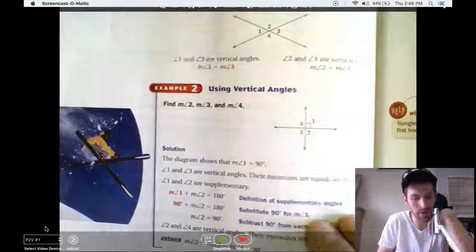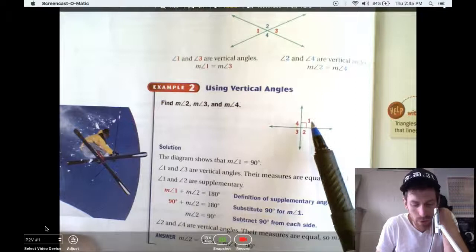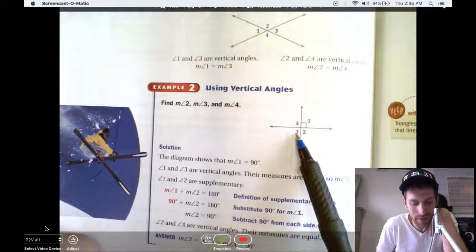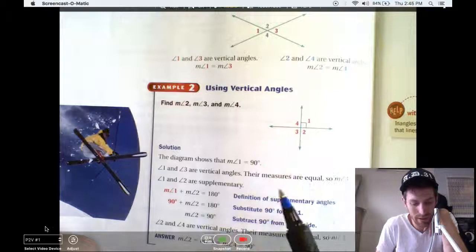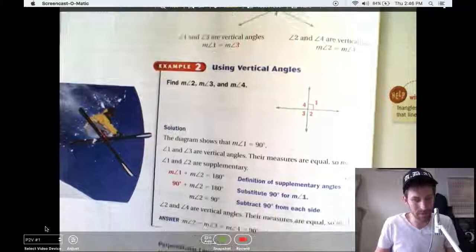Let's see what they try to throw your way here. Find the measure of angle 2, angle 3, and angle 4. Well, 1 is 90 degrees. So vertical angles means that 3 is the same as 1. So 3 is 90 degrees, right? And then if 3 and 2 add up to 180 because they're a linear pair, then 2 would be 90. And that means that 4 would be 90 because of vertical angles, right? They're all 90.